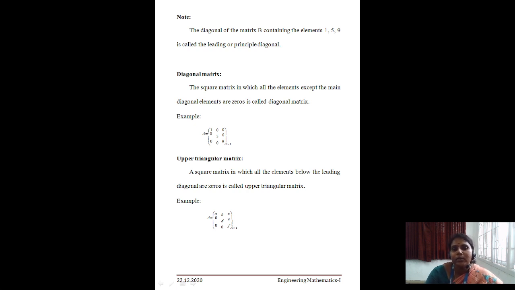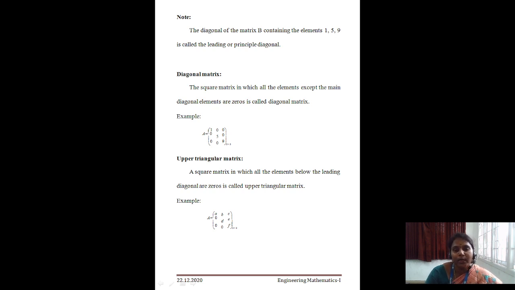Then the diagonal matrix. Just as a row matrix has only one row and a column matrix has only one column, a diagonal matrix has non-zero elements only on the diagonal. The remaining elements are 0. A square matrix in which all the elements except the main diagonal elements are 0 is called a diagonal matrix. For example, A is equal to, row-wise, 1, 0, 0, 0, 5, 0, 0, 0, 9. Look at the diagonal: those are the only non-zero elements, and the remaining are 0.